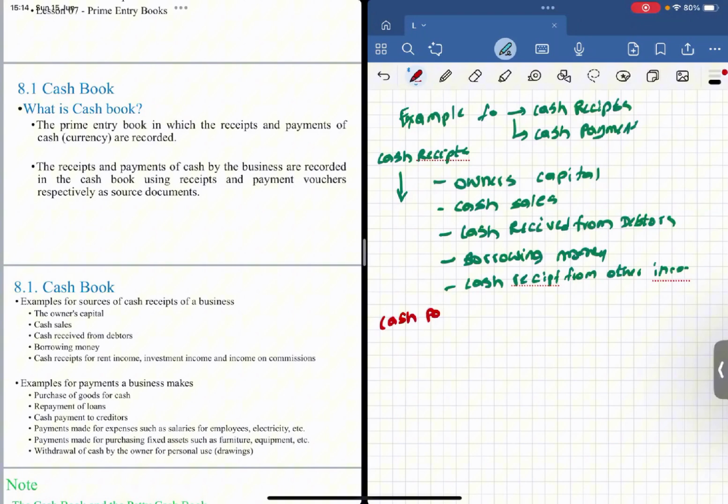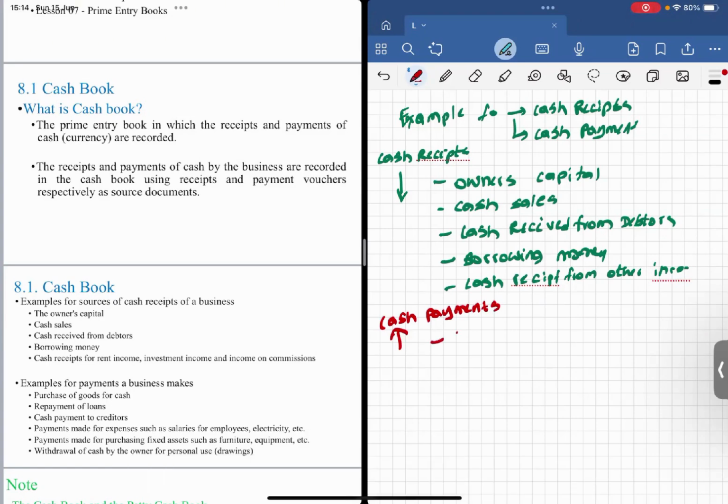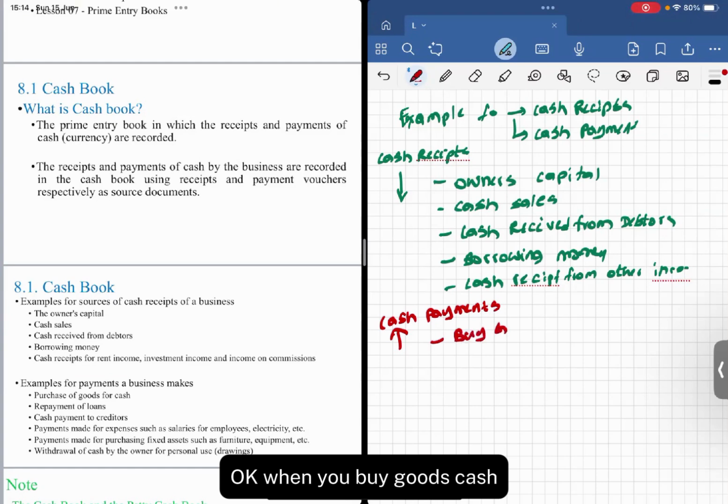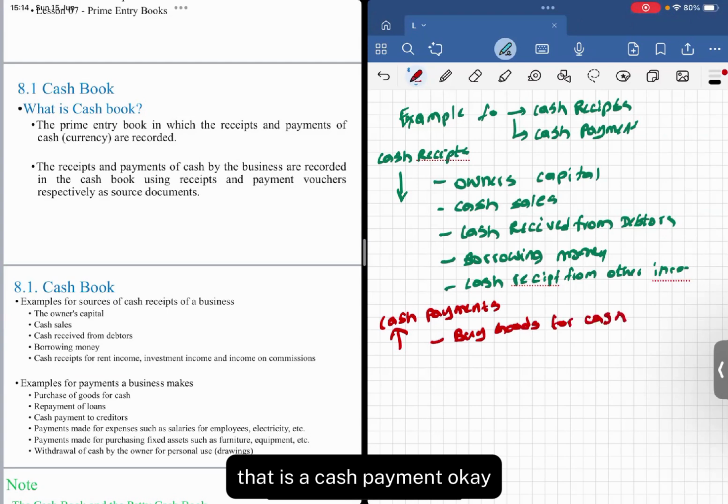Cash payments. Cash payment means outside from the business, you are making a payment. So when you buy goods for cash, that is a cash payment. When you purchase goods for cash, that is a cash payment.